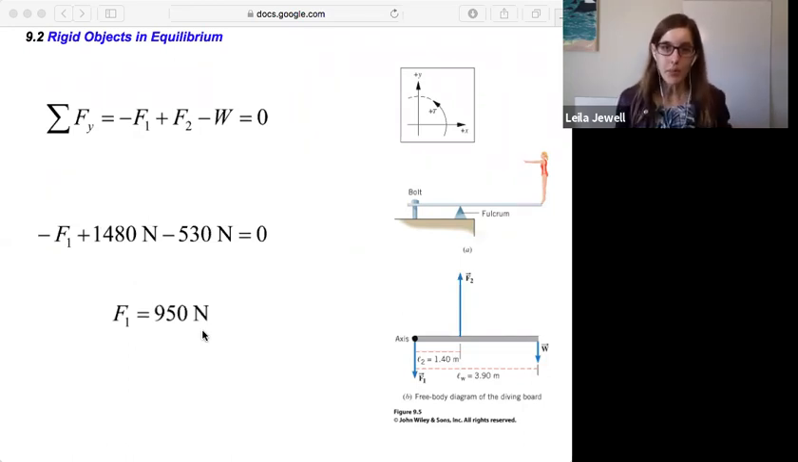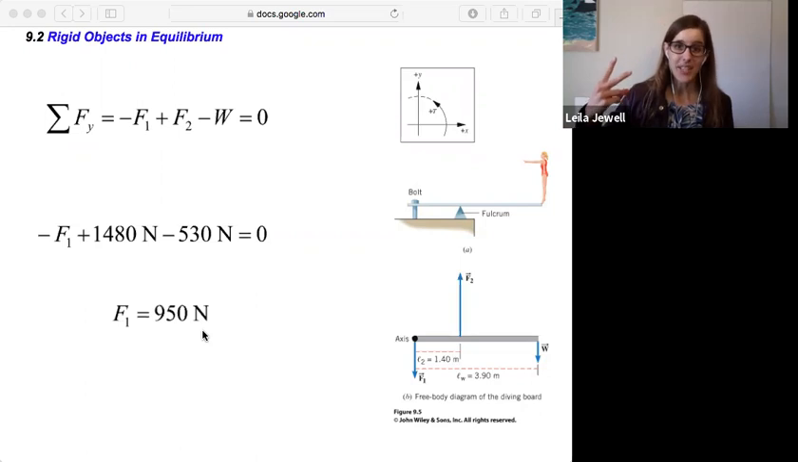So there's an example of seeing an equilibrium problem where we used the balance of the forces and the balance of the torques in order to solve a problem that previously we would not have been able to do. We'll see one more example in the next video.